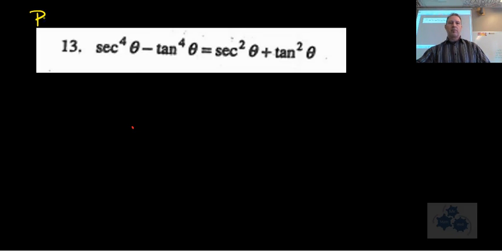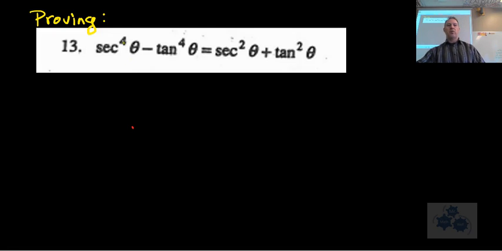All right, so this question is number 13 on your assignment. Again, we are proving that the left side equals the right side. Okay, and so what we want to do is manipulate somehow so that the two sides look the same. All right, so if we take a look at this first side over here, secant to the fourth theta minus tan to the fourth theta, that is a difference of squares.